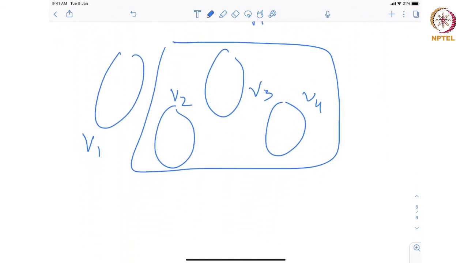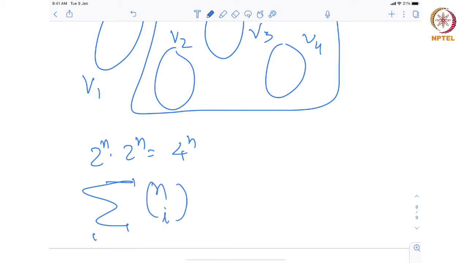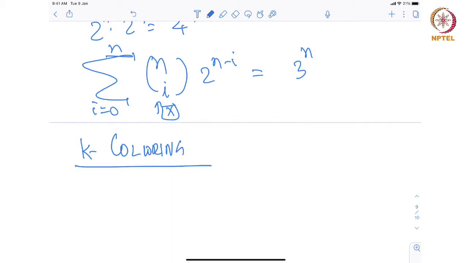If you do it naively it will become 2 to the power n times 2 to the power n, 4 to the power n, but that's not how you should be doing it. Basically you have to do n choose i, with i going from 0 to n. So these are the possibilities of x. And then in the remaining, how many vertices are left? The total number of vertices left is n minus i, and on that you run your 2 to the power n minus i algorithm. So this is going to be 3 to the power n. So just generalizing this, you can get a k coloring algorithm in running time.